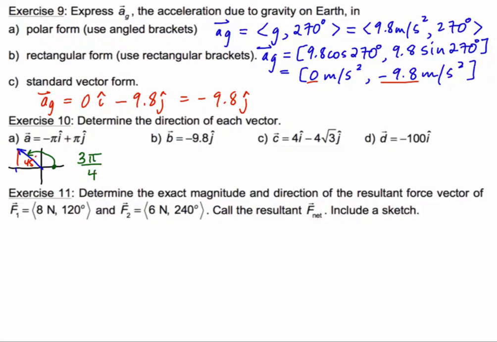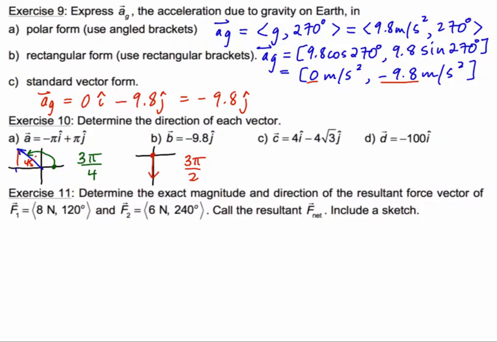In the next vector, we see that the vector is acting purely down. A quick sketch can confirm that. And this is indeed our acceleration vector that we found earlier. And we see the magnitude is 9.8 and the direction is 270 degrees, or 3 pi by 2 radians.